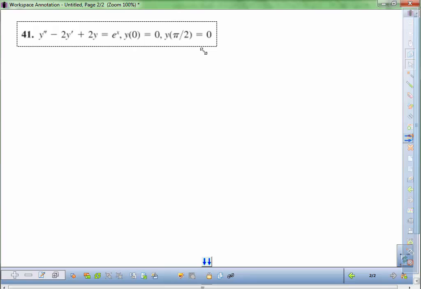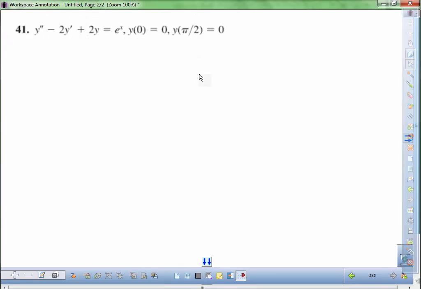Let's take a look at a problem from the exercise section in this part of the book. We have y double prime minus 2y prime plus 2y is equal to e to the x. That's your differential equation, your non-homogeneous second order linear with constant coefficient differential equation. And instead of y of 0 equal to something and y prime of 0 equal to something else, we actually have y of 0 and y of pi over 2 as your boundaries. So 0 to pi over 2 would be your boundaries.